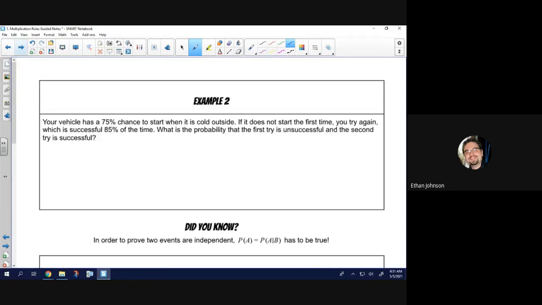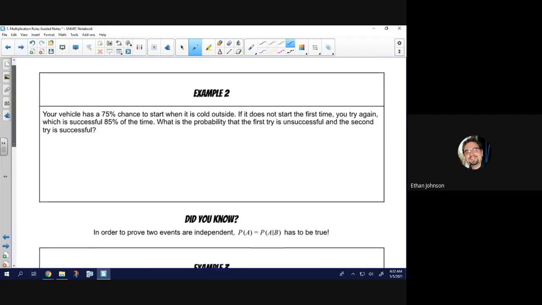Example 2. Your vehicle has a 75% chance to start when it's cold out. If it does not start the first time, you try again, which is successful 85% of the time. So it wants to know what is the probability that the first try is unsuccessful and the second try is successful. So now we need to think a little bit.